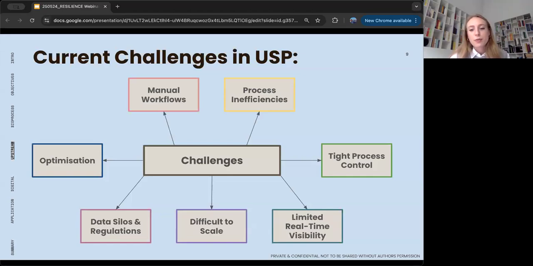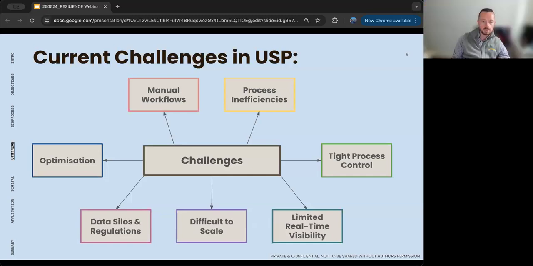Now we're going to shift our focus and look at how digitization can help address some of these issues. And at this point, I'm going to hand it over to James, who will take us through that. Brilliant. Thank you, Mirthe.